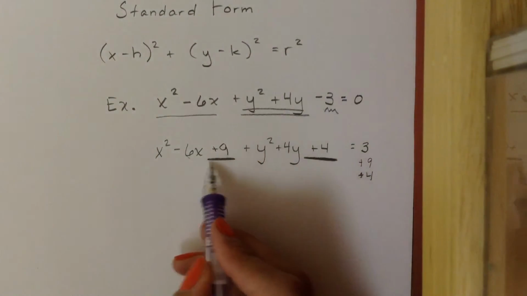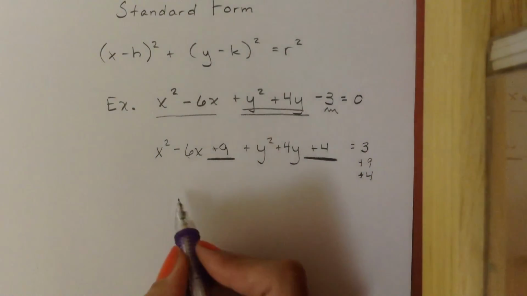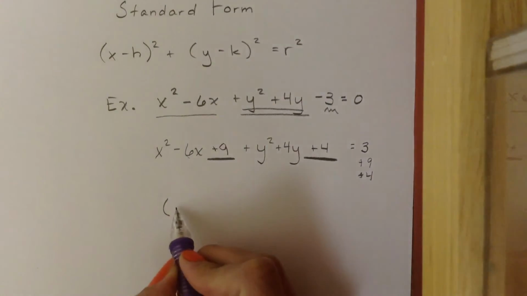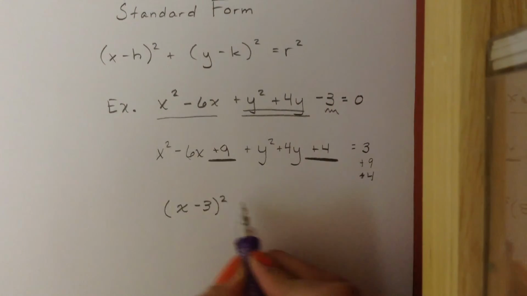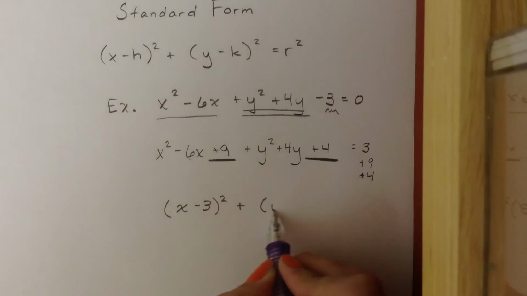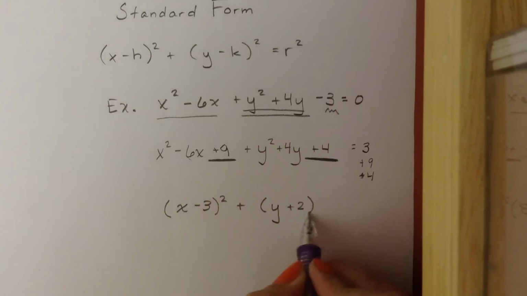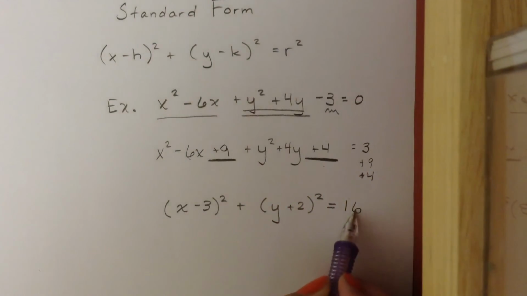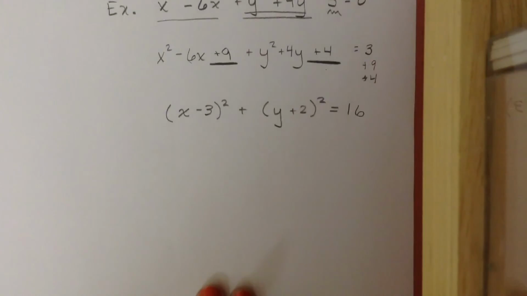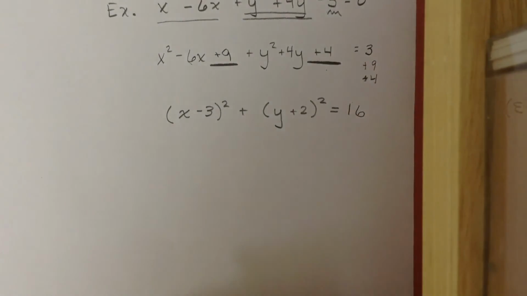Now the value in adding these pieces on is that it allows me to write it in its factored form, (x minus 3) all squared plus (y plus 2) all squared equals 3 and 9 is 12 and 4 makes 16. And now we can identify the h, k, and r.